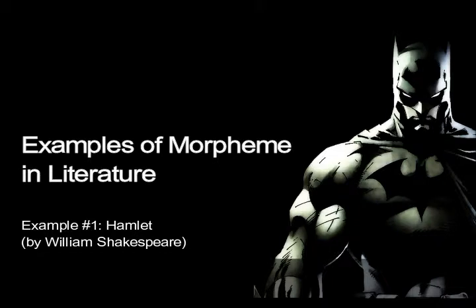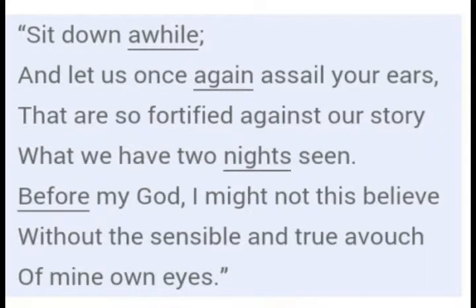Examples of morphemes in literature. Example 1. Hamlet by William Shakespeare. "Sit down a while, and let us once again assail your ears, that are so fortified against our story, what we have two nights seen. Before my God, I might not this believe, without the sensible and true avouch of mine own eyes."